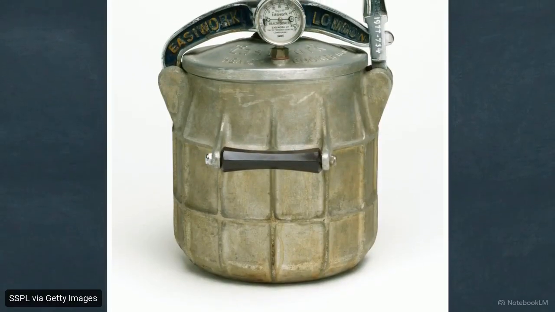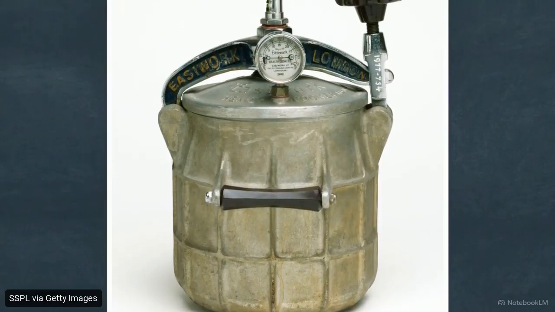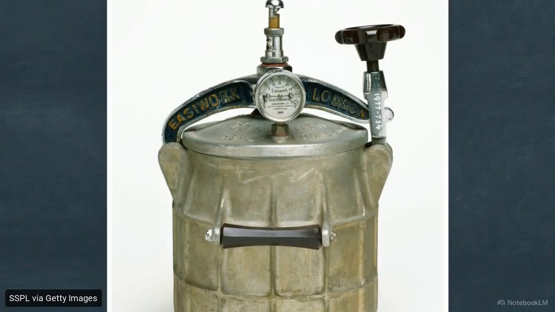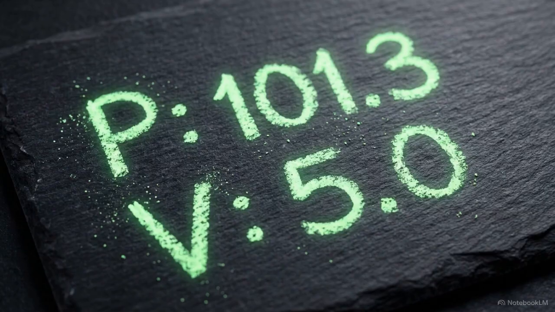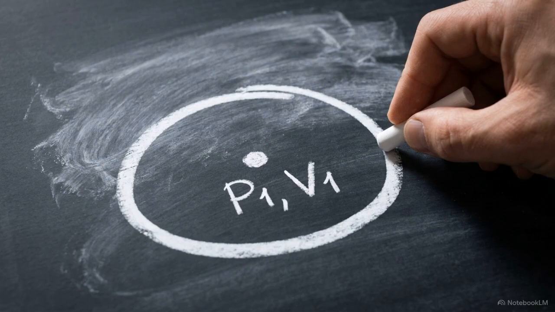To measure energy transfer, we first define a strict system boundary, like the metal walls of this pressure cooker, to isolate the contained gas. Properties like pressure and volume are point functions, meaning they describe the system's current condition regardless of its past history. The gas has no memory of how it reached its current state. These functions serve as coordinates.